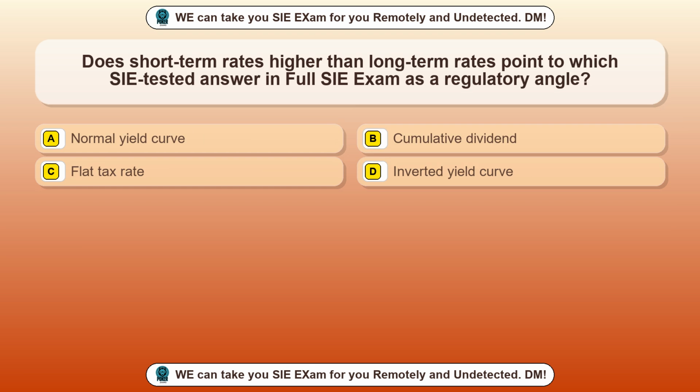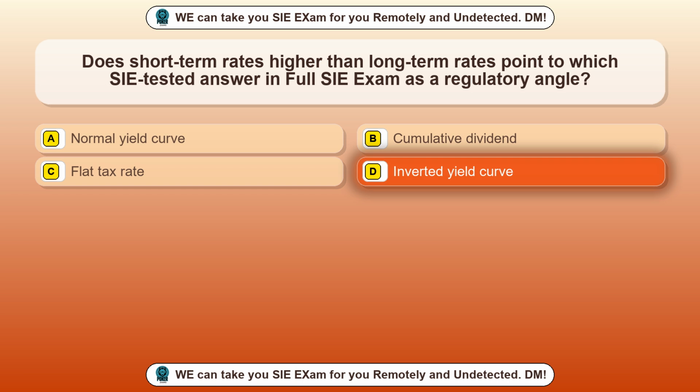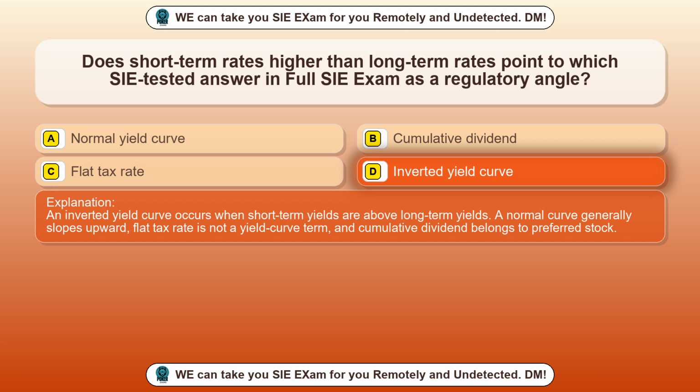Question 38. Do short-term rates higher than long-term rates point to which SIE tested answer in the full SIE exam as a regulatory angle? Option A, normal yield curve. Option B, cumulative dividend. Option C, flat tax rate. Option D, inverted yield curve. The correct answer is option D, inverted yield curve. An inverted yield curve occurs when short-term yields are above long-term yields. A normal curve generally slopes upward, flat tax rate is not a yield curve term, and cumulative dividend belongs to preferred stock.